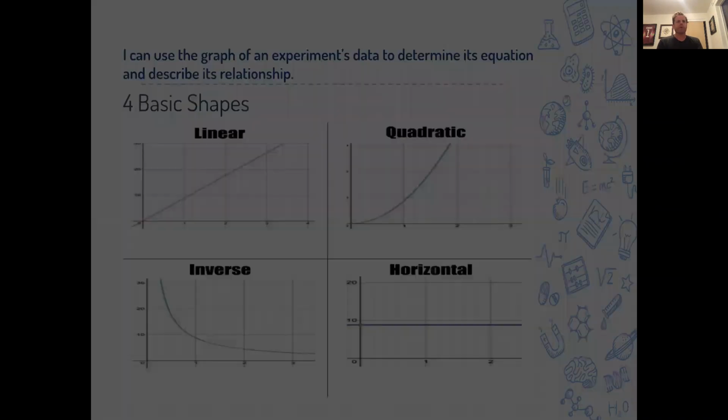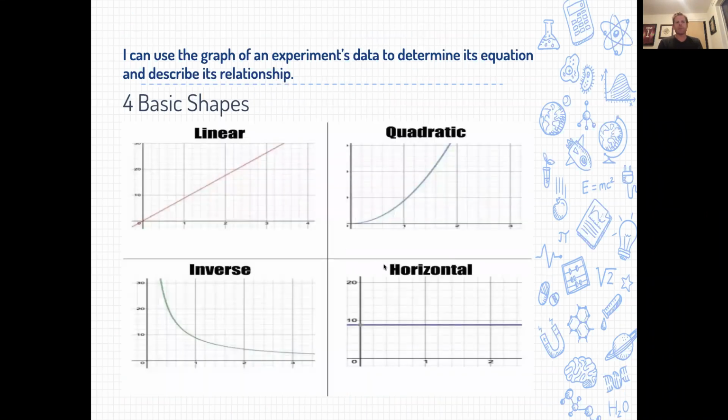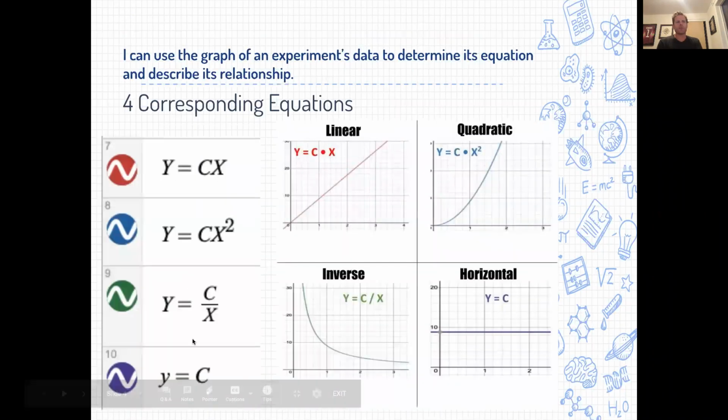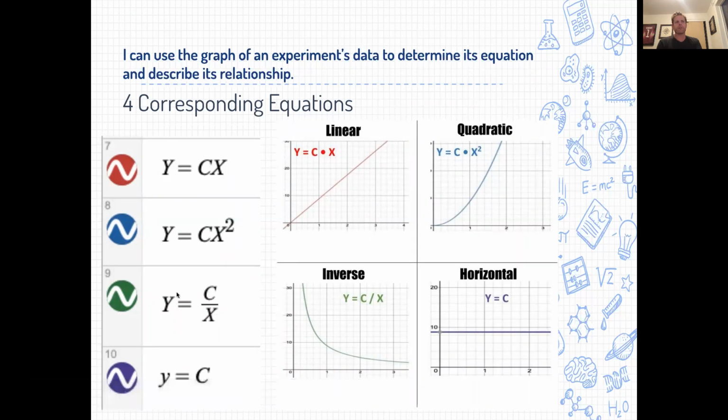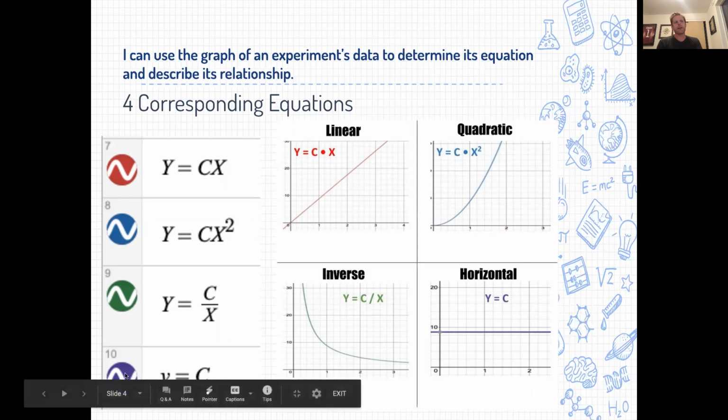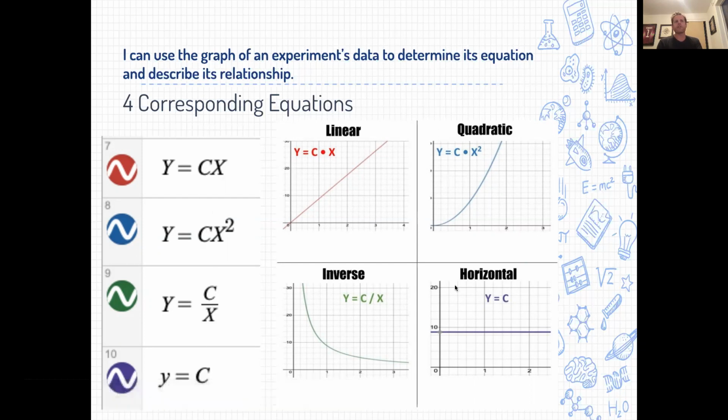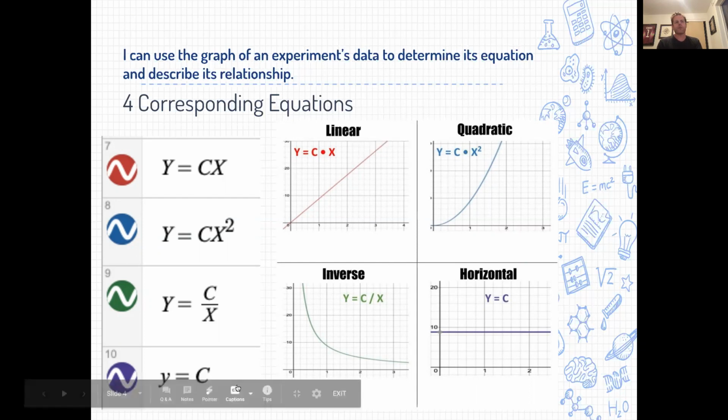So last time we talked about Desmos and how Desmos can give you these 4 basic shapes. So you put in your points, you see what shape it creates, and then that gives you a name: linear, quadratic, inverse, horizontal. But on the left-hand side, you'll notice that there's also these equations. This red corresponds with this red, this blue with this blue, this green with this green, and this purple with this purple. And when you're changing the C value, you're actually changing the value that's in each of these C's. So these 4 relationships, linear, quadratic, inverse, and horizontal, have 4 different basic equations.